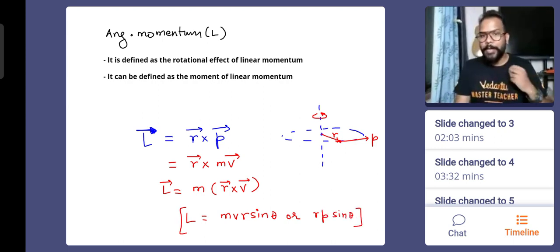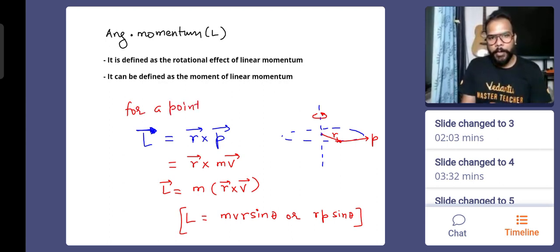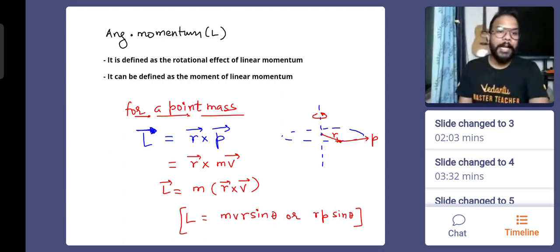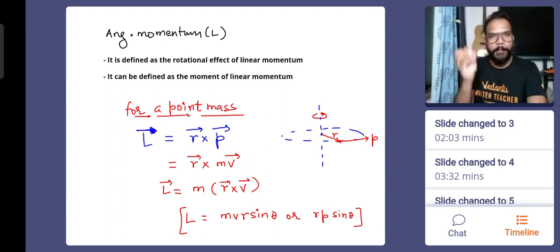Okay, so this is written for a point mass. But it is not necessary that your point mass has to move in a circle only. We can define it for a body which is moving in a straight line also. We will require it also. So next slide is very important. Please pay attention to it.